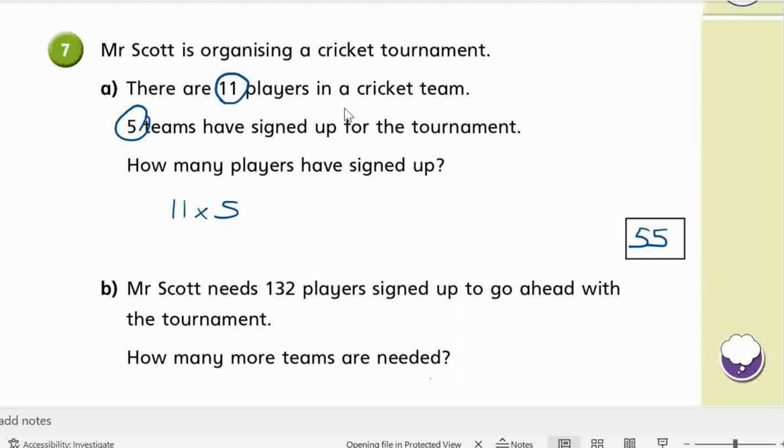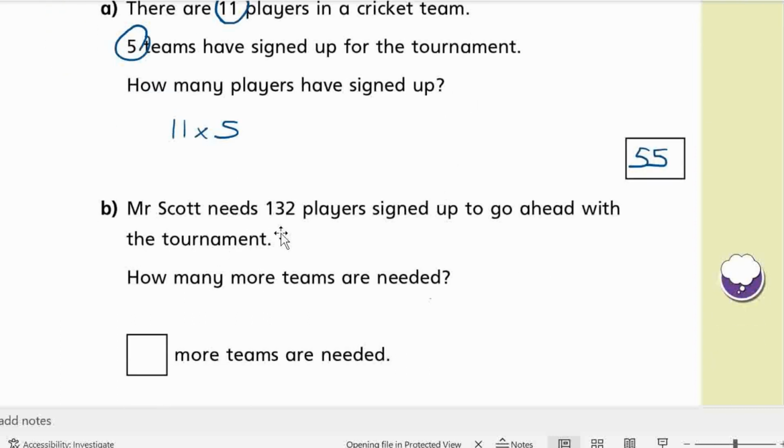Okay, now this is the one we did before. Mr. Scott needs 132 players signed up to go ahead with the tournament. How many more teams are needed? So there's different ways of doing this. He needs 132 players, but he's only got 55. Go through it step by step. So there are 132 players that he needs, but he's got 55, yeah? So how many more does he need?